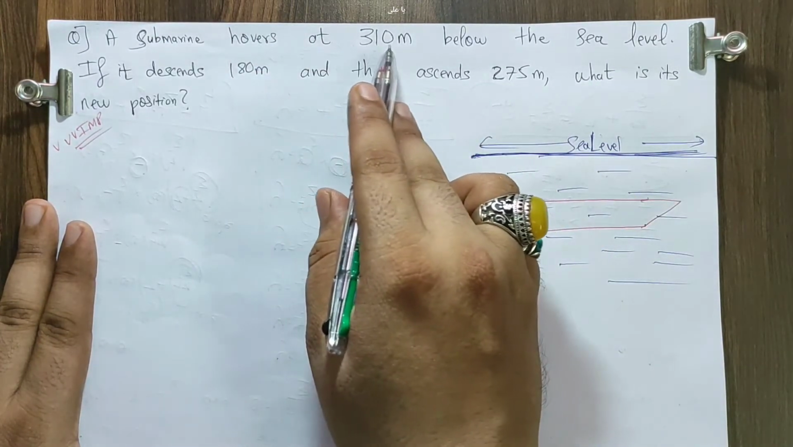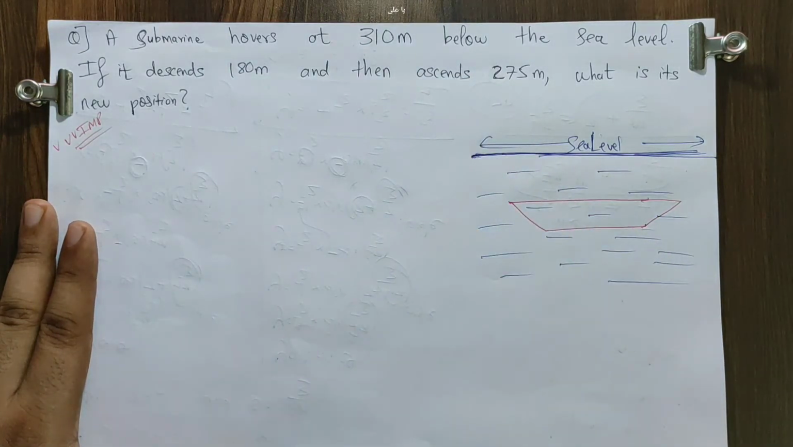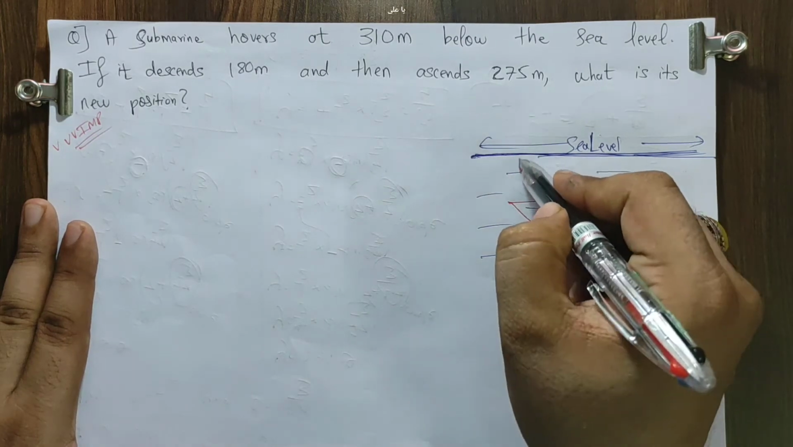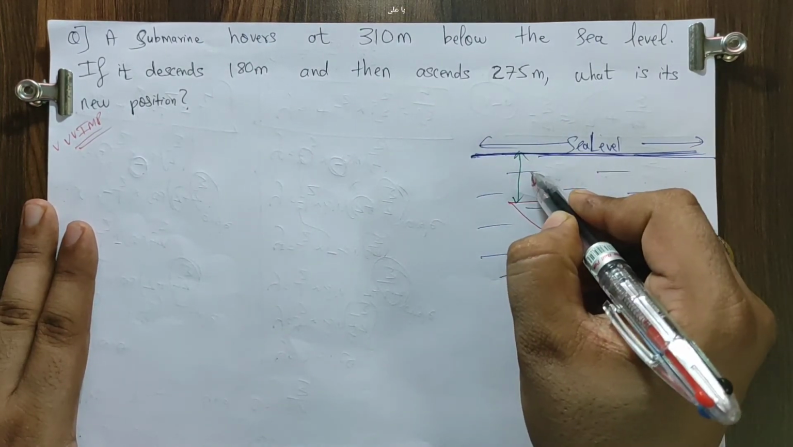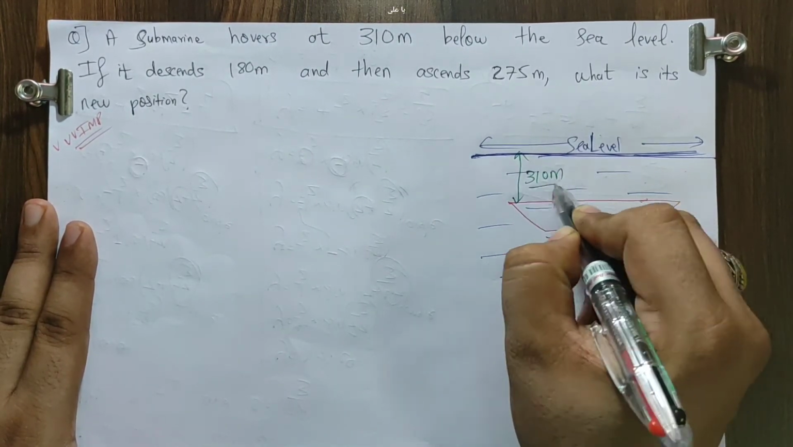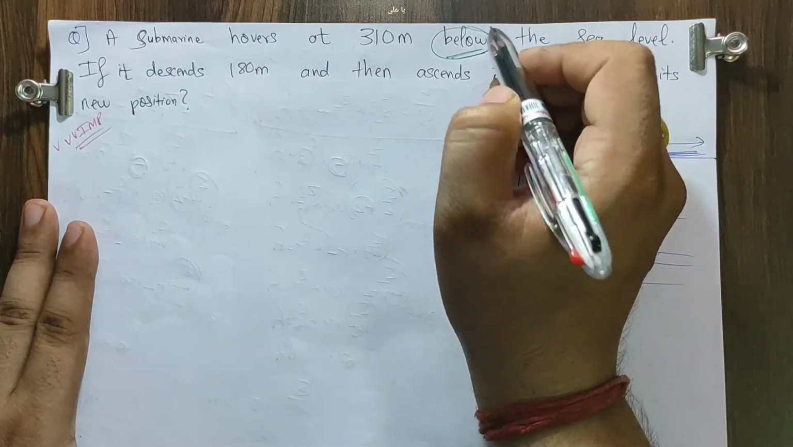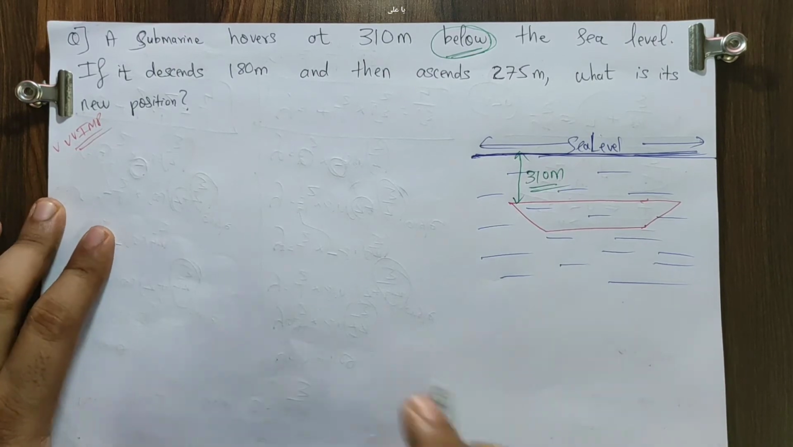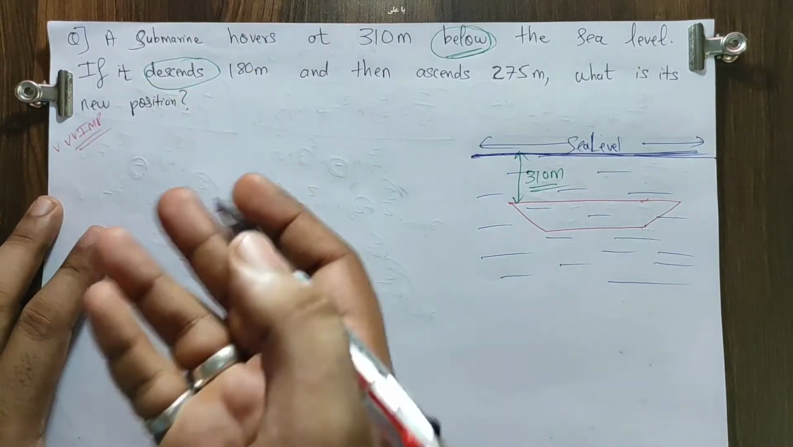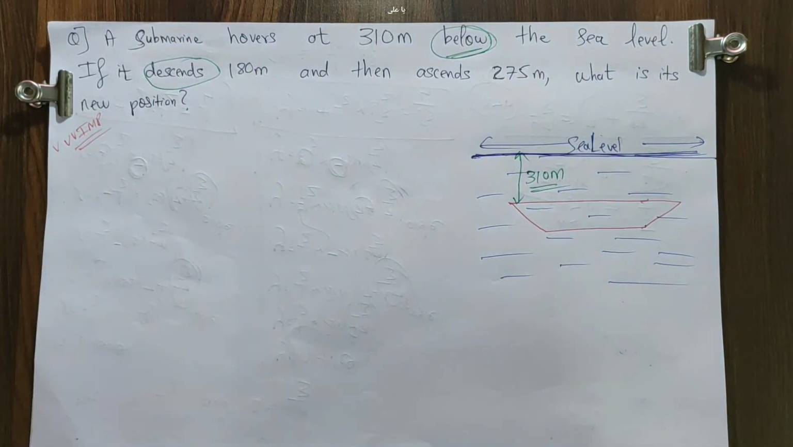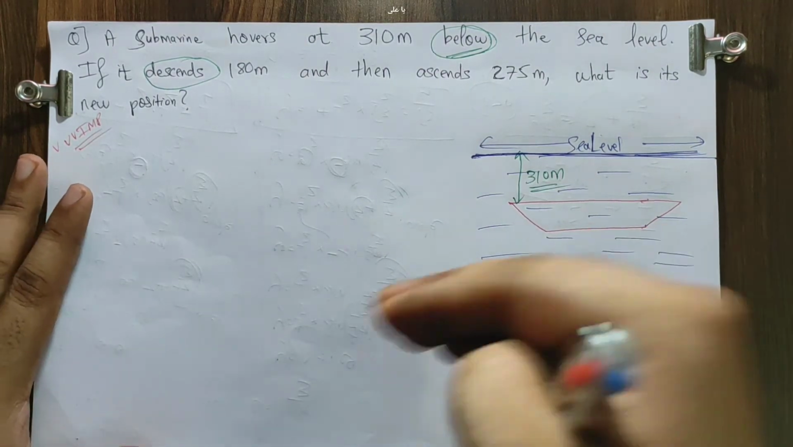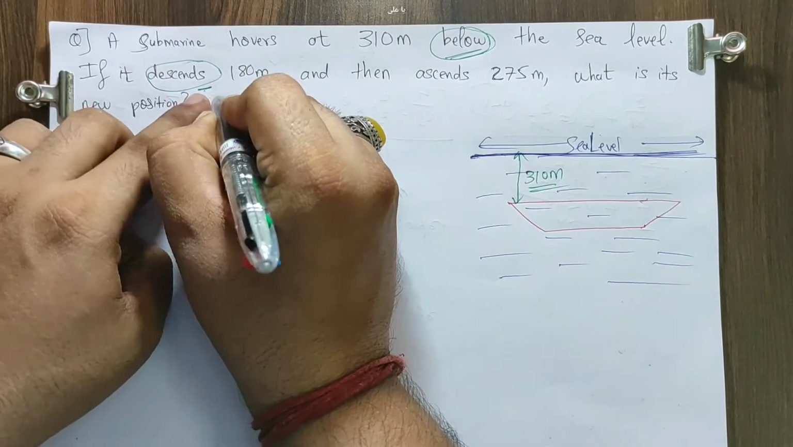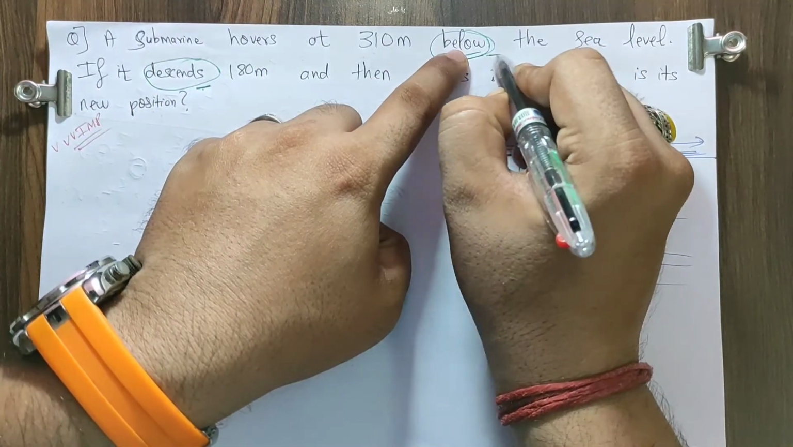Submarine hovers at 310 meters below the sea level. That means the current position of the submarine is how much? 310 meters below. This word below is very important. Below the sea level. It descends. I gave you this in the notes. Descends means going down in Hindi, and going down relates to the minus sign. Its mathematical terminology is minus. Similarly, below's mathematical terminology is also minus.